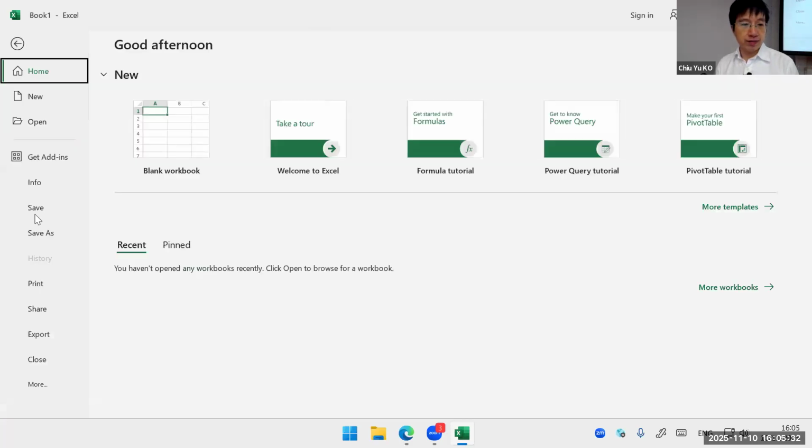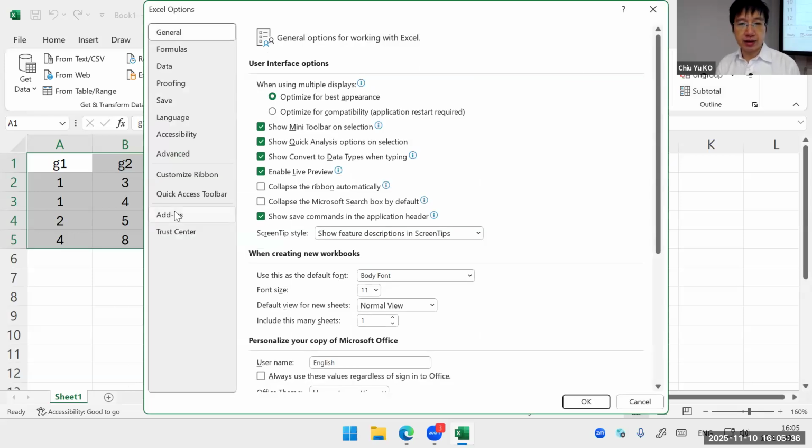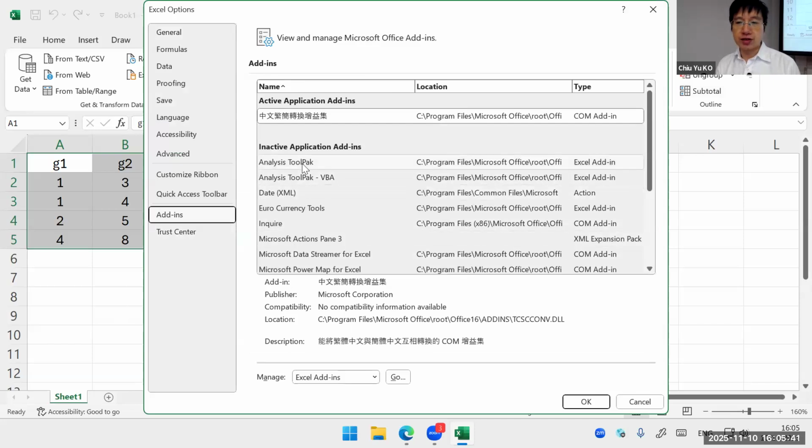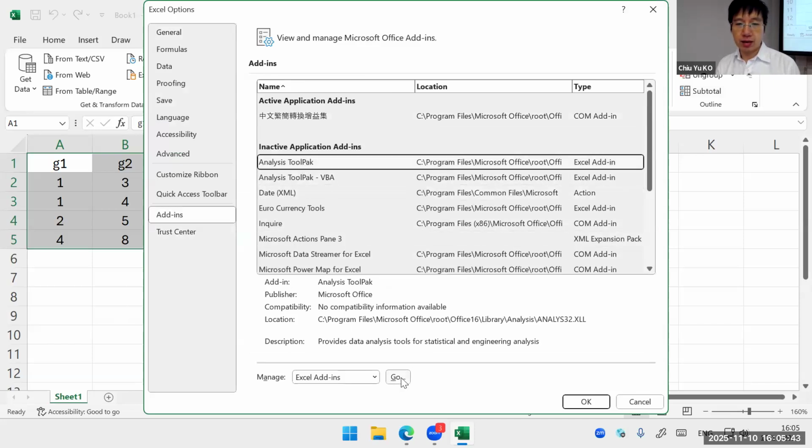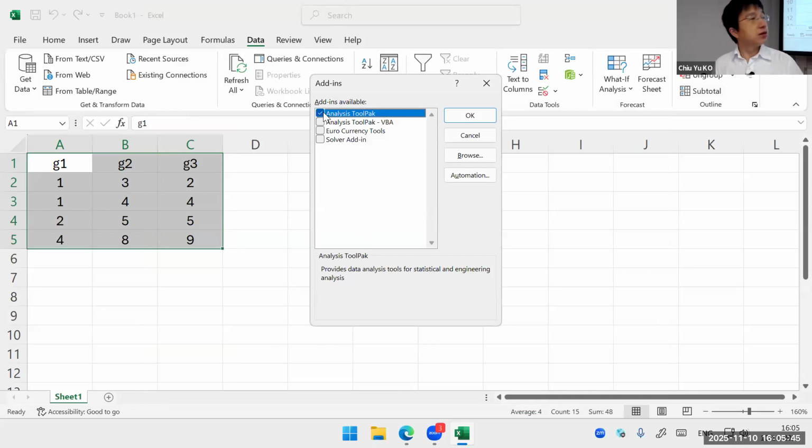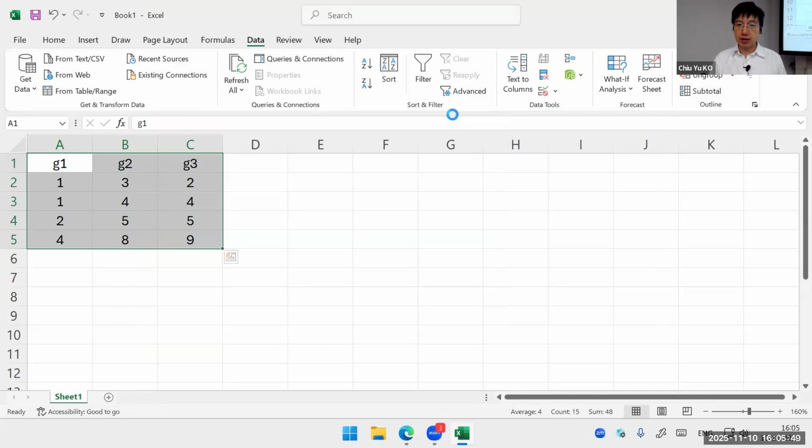So go to File, Options, Add-ins. Remember, we did this in our topic 1. Select the Analysis ToolPak here, and then we enable it. We did this in the beginning already, so we know how to do that part. Once you do it, it appears here. If you use a Macintosh, there will be some way to do it. If you don't know, ask AI, it will quickly tell you how to do it on the Mac.